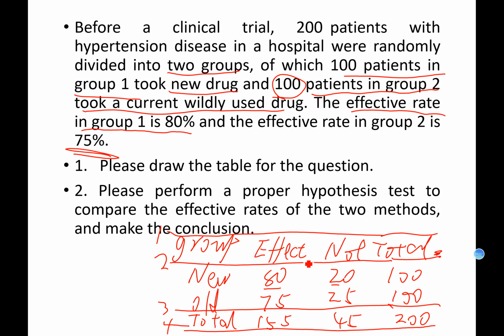Please draw the table for the question. We have already finished that. This is the contingency table. And we often call this type of contingency table a four-fold table or 2 times 2 table. That means in this table there are 2 rows and 2 columns.